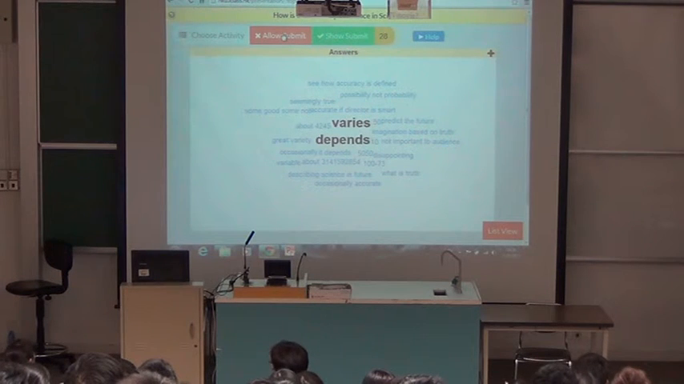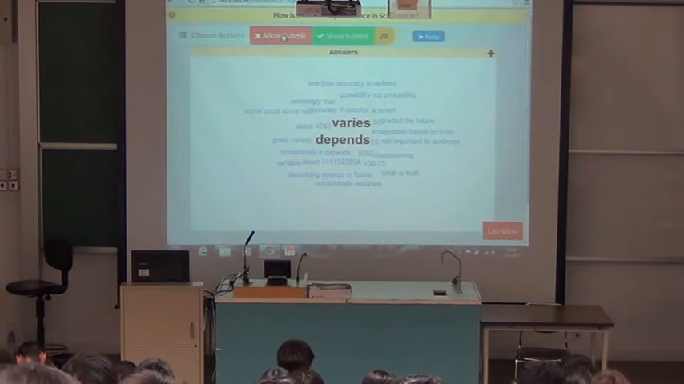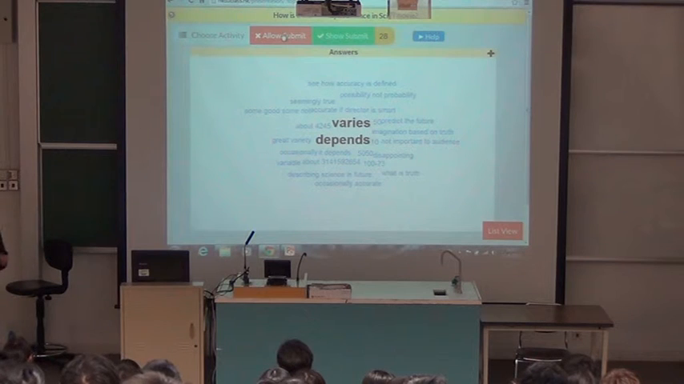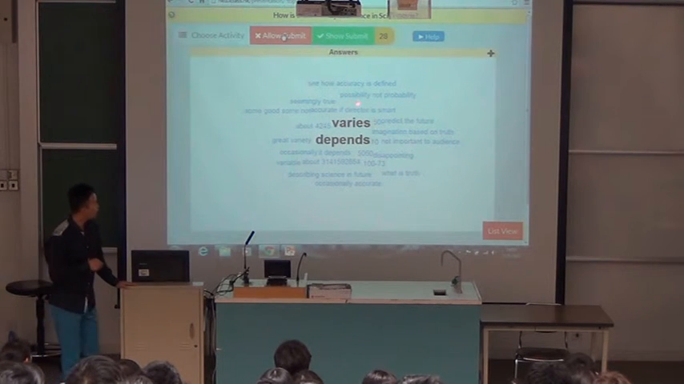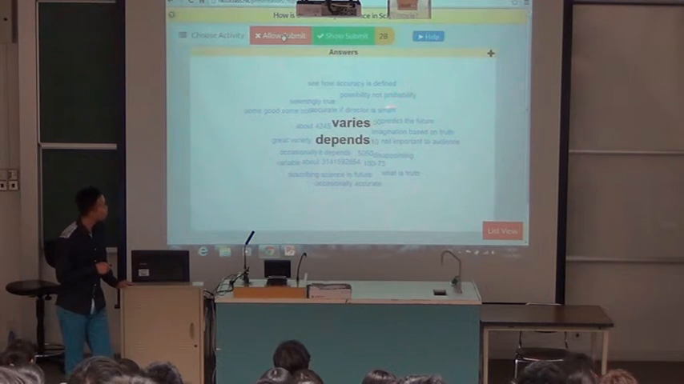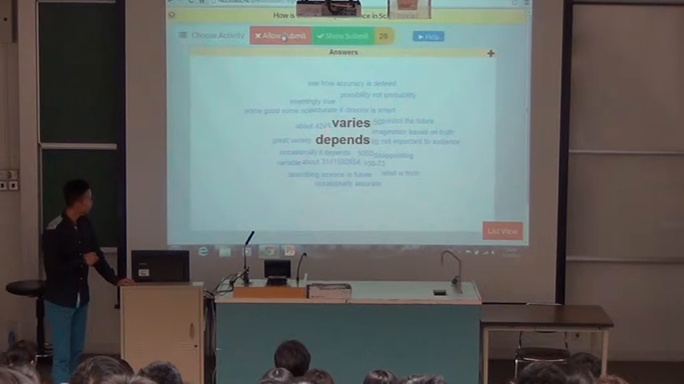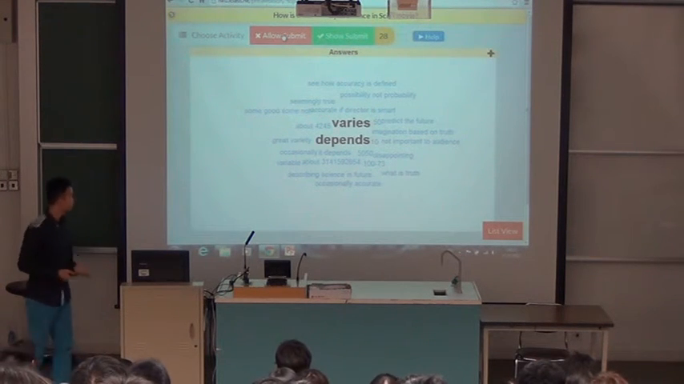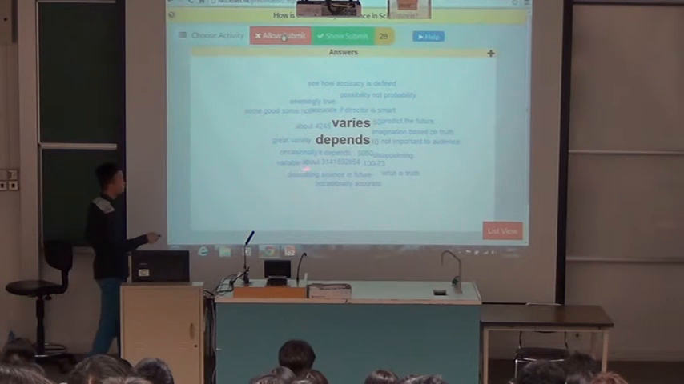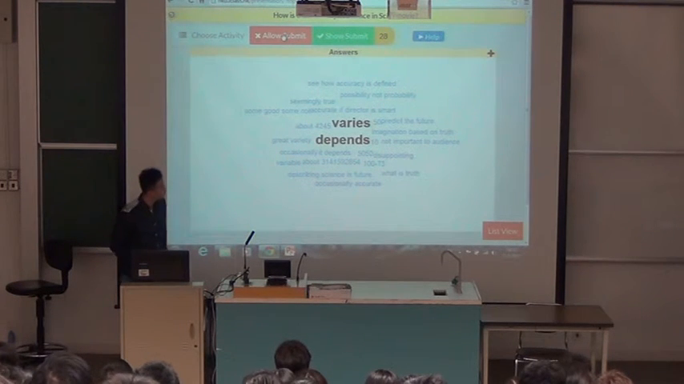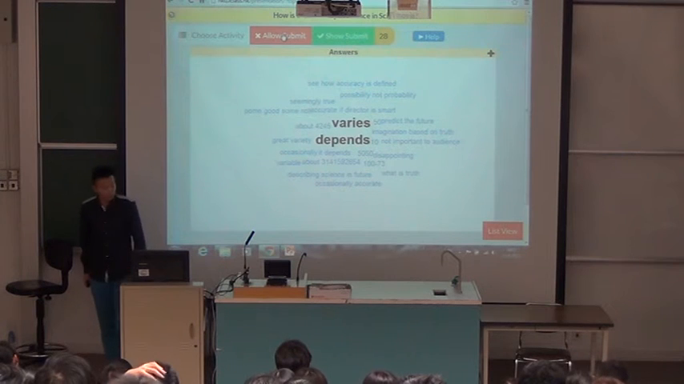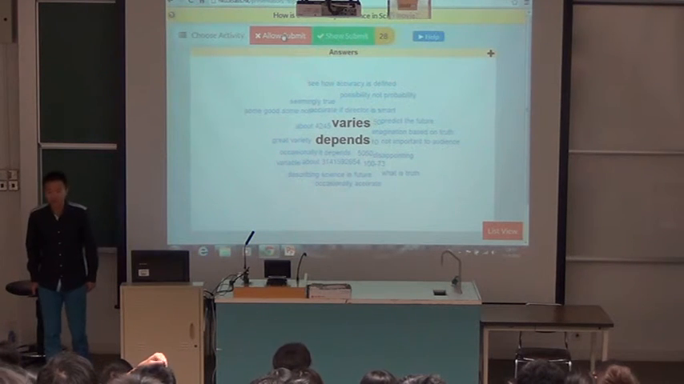Let's see how accuracy is defined. Okay, now I think we're getting a little more scientific, you know, how to define accuracy. Okay. Possibility, not probability, seemingly true. Okay, maybe. This one was pretty good, right? 42, 45, you know, that adds up to like 87. Again, I don't know what happened. This is about what? 3.1415926 54, and then what's the next 20 or 200 digits?